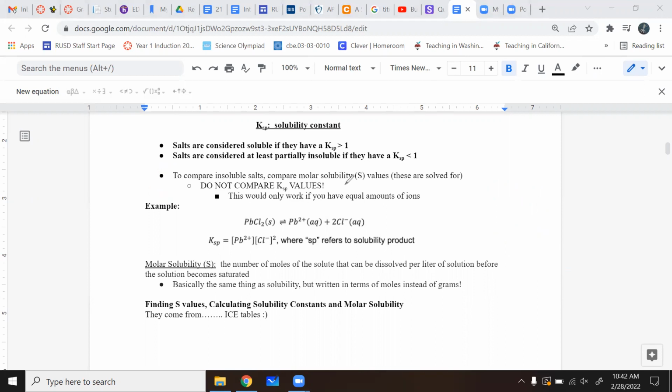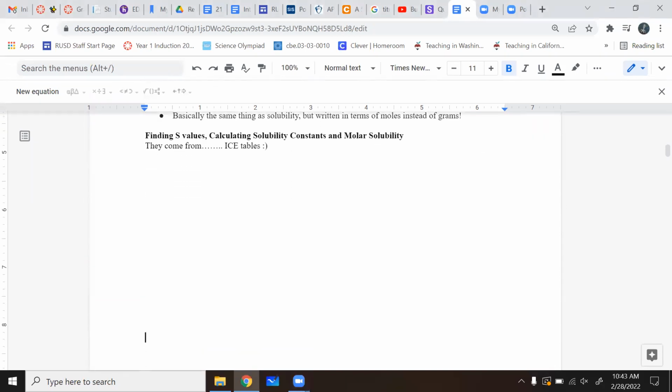Instead, you have to compare what we call S values or molar solubility values. Molar solubility is defined as the number of moles of solute that can be dissolved per liter of solution before the solution becomes saturated. So molar solubility is very similar to regular solubility. It's just that regular solubility is determined in terms of grams and molar solubility is in terms of moles. So really that's the difference between them. As for how you come up with those values, that's going to be from ice tables. And I know we all love ice tables.